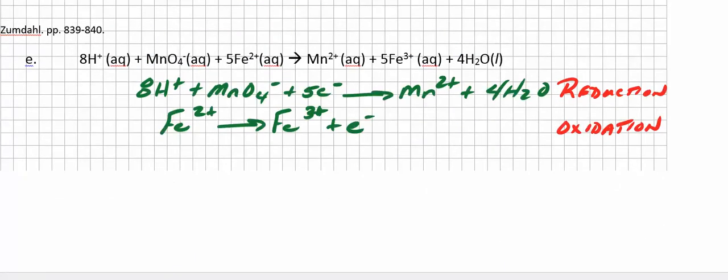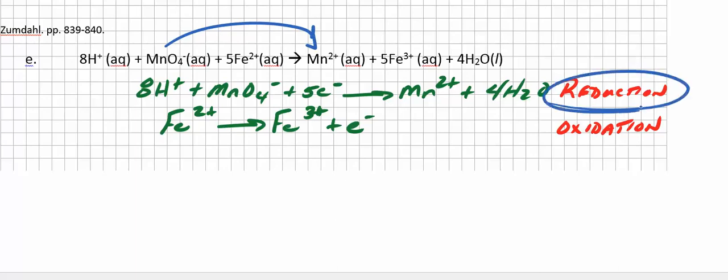All right. And finally, we go to pages 839 to 840. This is a more complicated problem. We've got 8H+ plus MnO4- plus 5Fe2+ going to Mn2+ plus 5Fe3+ plus 4 water. All right, so what's being oxidized and what is being reduced? Well, in this case, clearly we're going from the manganese, from this to this. That's our reduction. And for every reduction, there must be an oxidation. Iron is going from +2 to +3. So that's our oxidation there.